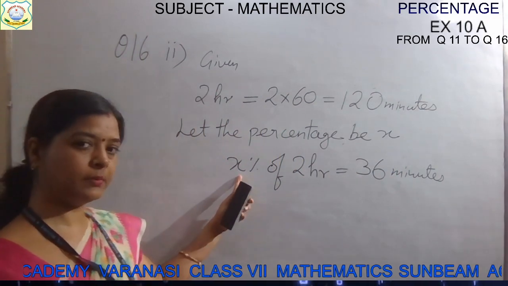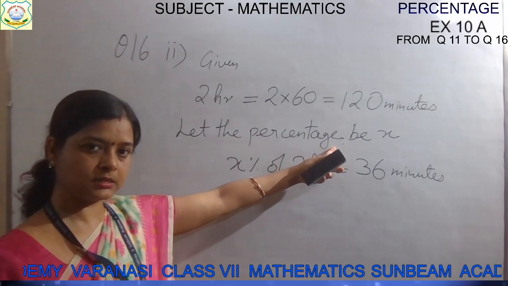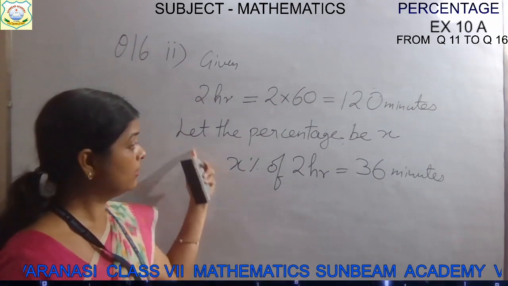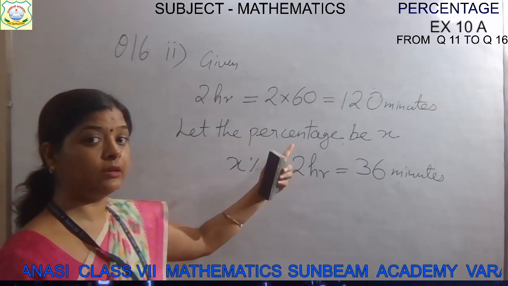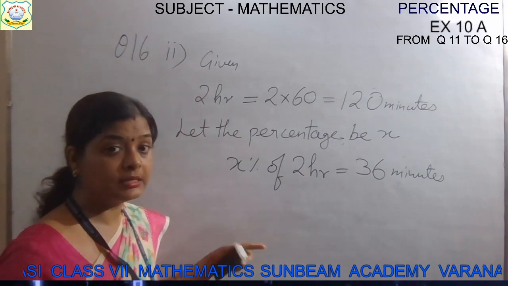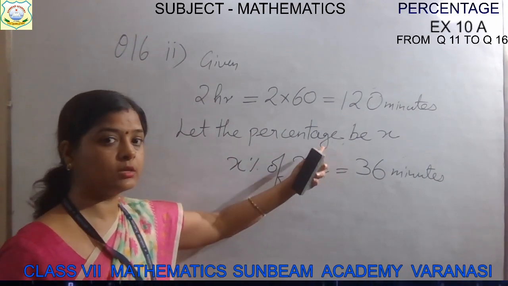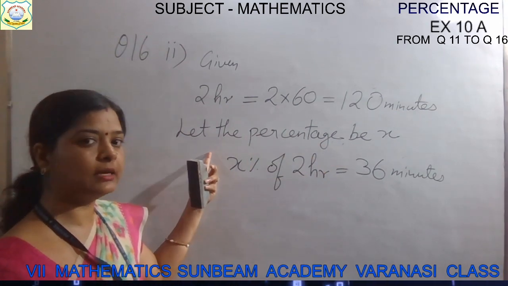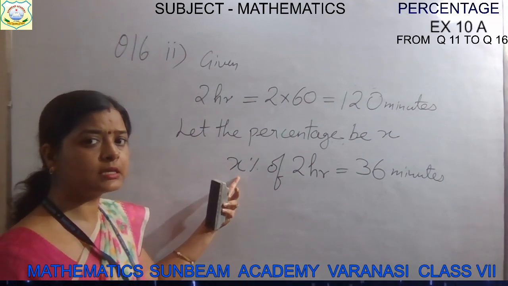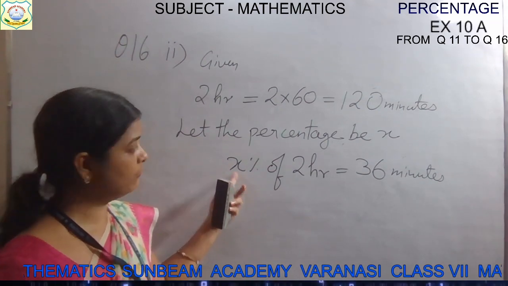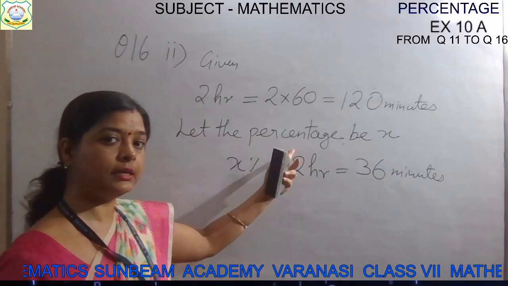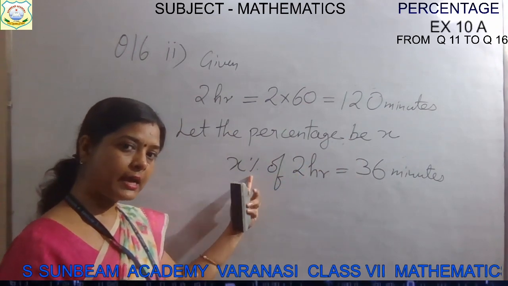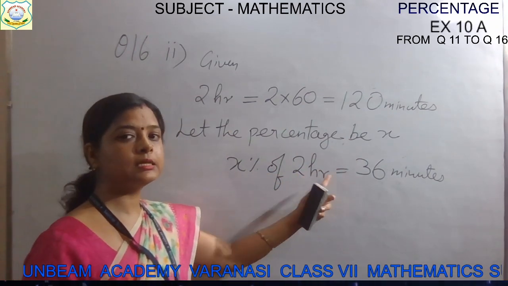Let the percentage be x. Already we have taken it as x. Before using x in any question, first you have to write this statement: let the value you have to find be x, y, z, whatever. Please mention it first, because x is not given in the question. We are taking it, so we have to specify what x is. Let the percentage which we have to find be x, and x percentage of 2 hours is 36 minutes.